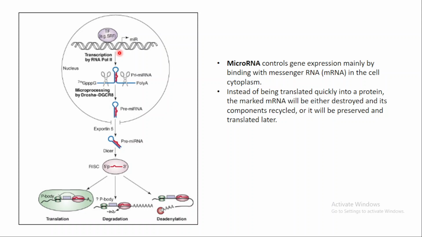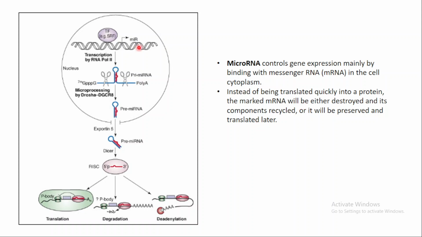So miRNA is another form of RNA which is not translated into protein, and miRNA, microRNA, controls gene expression mainly by binding with messenger RNA. So it is a regulator of gene expression in the cell cytoplasm. So what does it do? It binds with the messenger RNA, and instead of being translated quickly into a protein, the marked mRNA will either be destroyed and its components recycled, or will be preserved and translated later. So there can be different fates of the mRNA when it is bound by the microRNA. It can be destroyed, the components recycled, or it will be preserved and translated later whenever the signal arises, or need arises.